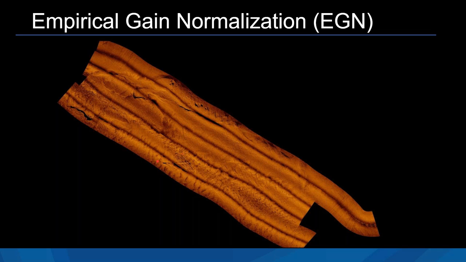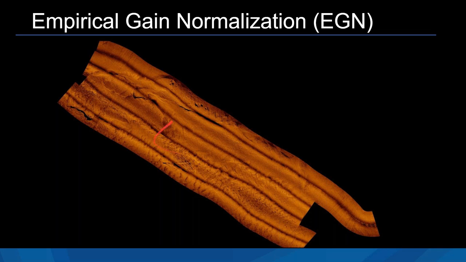Now, what EGN does is it takes this idea and turns it on its head. It says, we will need to find what that noise is. So we need to put this in a reference frame. We take this amplitude data and map it in a way that we can actually see the noise. And we want the geology to be erased.